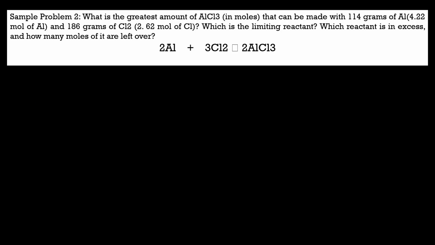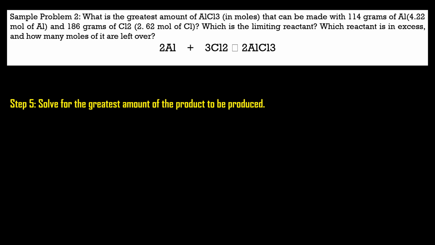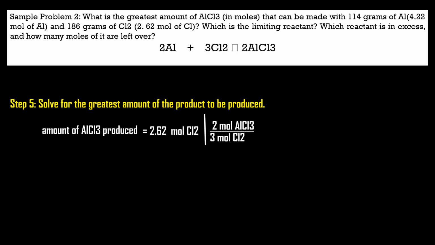Okay, again we have here the problem. For step number 5, we will solve for the greatest amount of the product to be produced. And based from the given problem, we have aluminum chloride as our product. And in solving the greatest amount of the product, we will be using the values of the limiting reactant. So, for the amount of aluminum chloride produced, these will be the following values: 2.62 moles of Cl2, multiply it by 2 moles of aluminum chloride divided by 3 moles of Cl2.